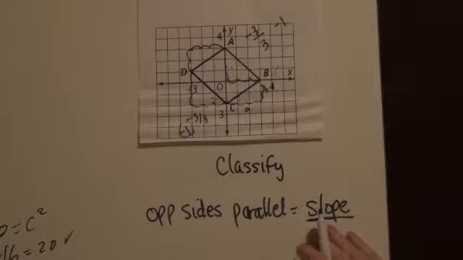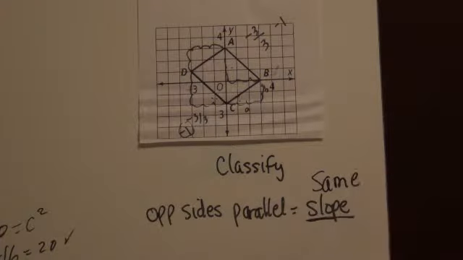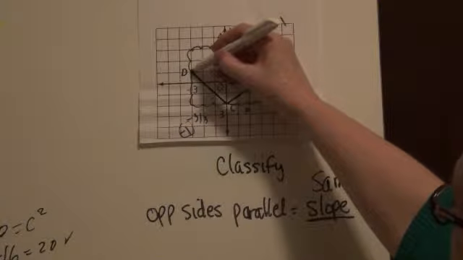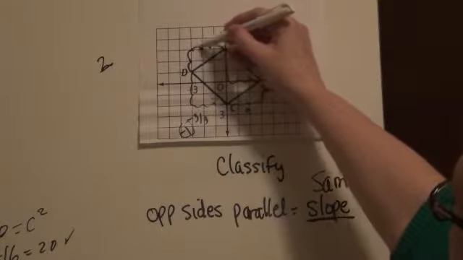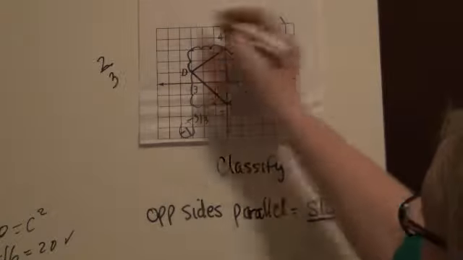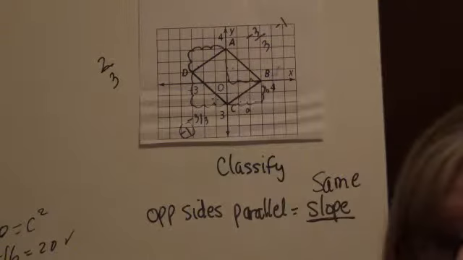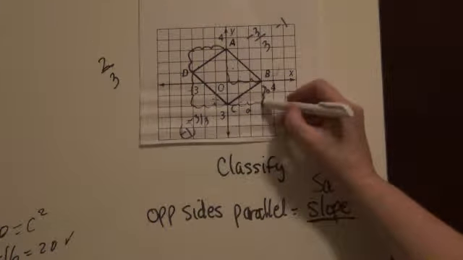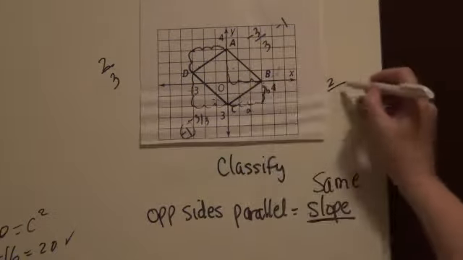So slope would tell me that if the opposite sides have the same slope, then I know they're parallel lines. So let's take a look. First thing I did was how many do I go up here? 1, 2. And how many do I go over? 1, 2, 3. So the slope of this line right here is 2 over 3. Now I'm going to check the opposite side because that's the one that should have the same exact slope. And I look here and it went up 1, 2, and it went over 1, 2, 3.